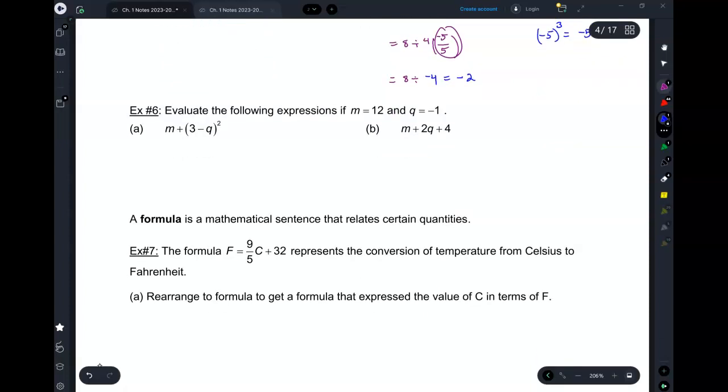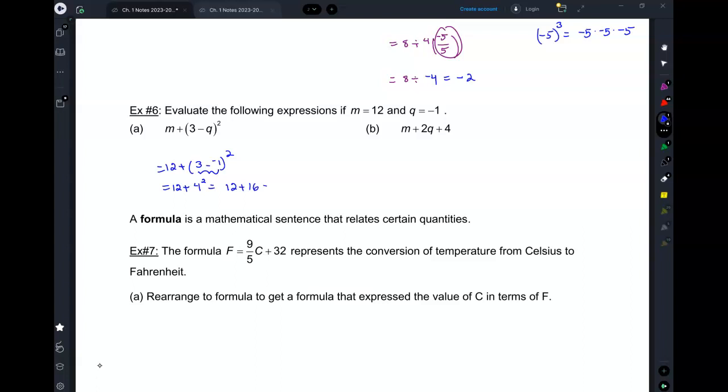Okay, so let's do this one quickly. 12 plus 3 minus negative 1 squared. So this is 12 plus, how much is this? 4 squared, which is 16. So that's 12 plus 16, 28. Okay, you see how I'm writing every single step? I'm not cheating you out of any steps, right? So please, please, please show your work.